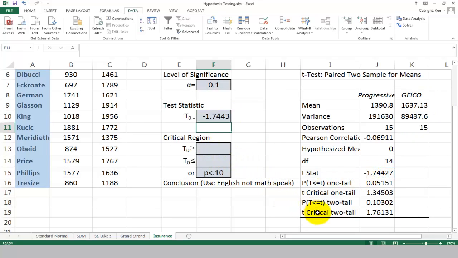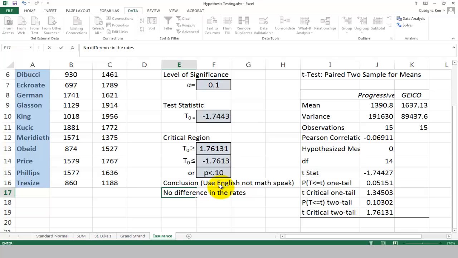The critical region for a two-tailed test is, the right tail is 1.76. The left tail is minus 1.76. Our test statistic, minus 1.74, is not bigger than 1.76, and it's almost as small, but it's not smaller than minus 1.76. So our conclusion is there is no difference in the rates of the two companies. There's no difference in the rates.